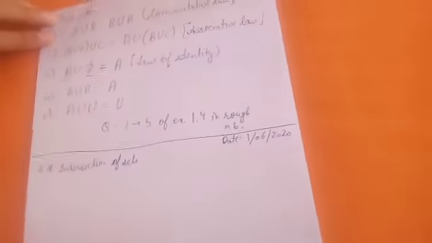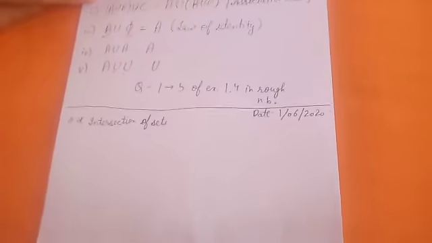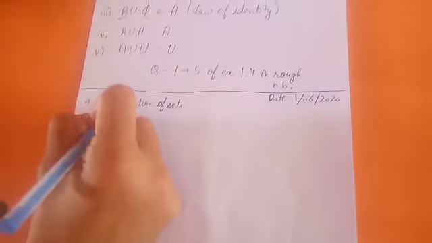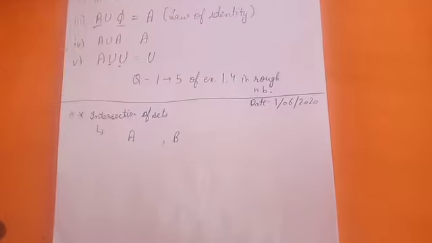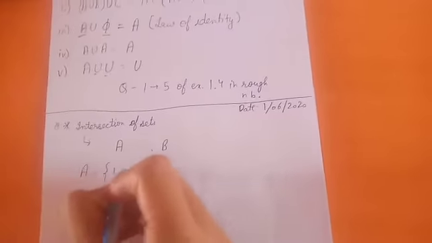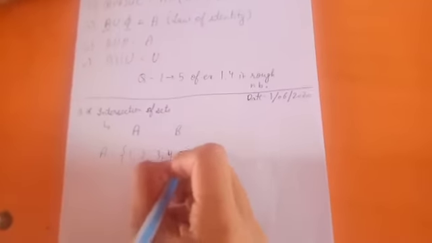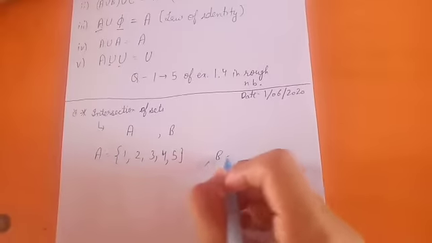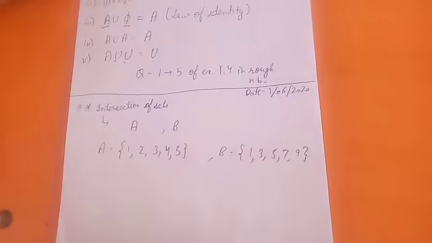Look, union was something that is either in one or in the other or in both. For this, we will again take two sets A and B. We can say A is 1, 2, 3, 4, 5, and B is 1, 3, 5, 7, 9.